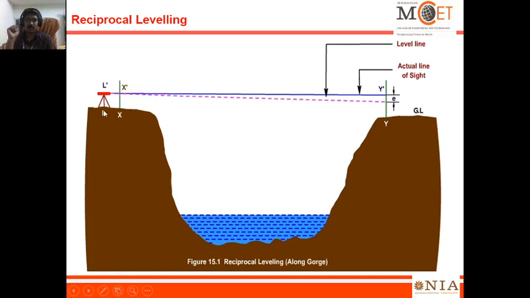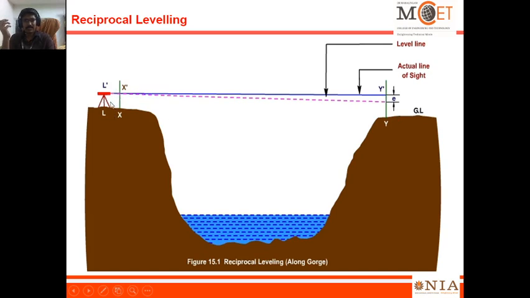the instrument is set up at L, the staff is held at x, the elevation point to be determined, or it may be known. The staff reading taken is x1, here it is marked as x. If the position of the instrument is L, it is x1, y1. Then the instrument is shifted here. From here the same reading is taken, so here it is y2 and here x2.